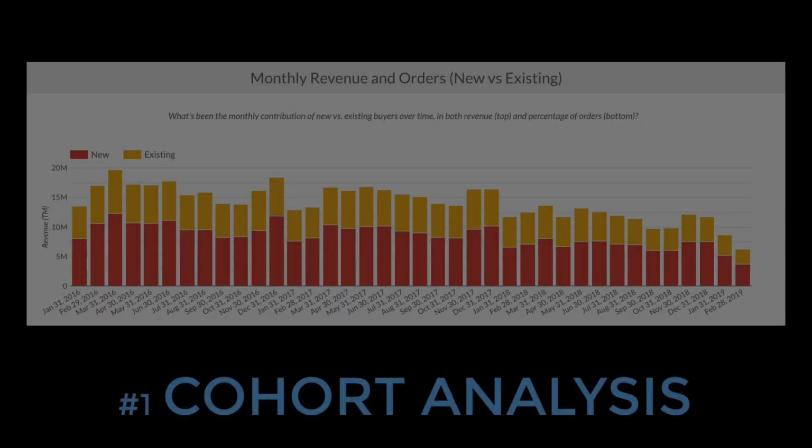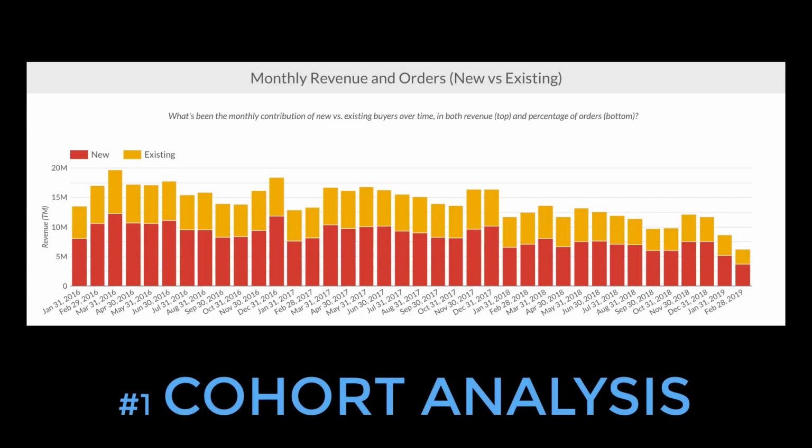So the first thing to look at, the first reason we love using BigQuery for this stuff, is cohort analysis. You can very quickly tag orders with whether they are coming from new versus existing buyers, and what cohort those buyers come from, right? When was their first purchase?